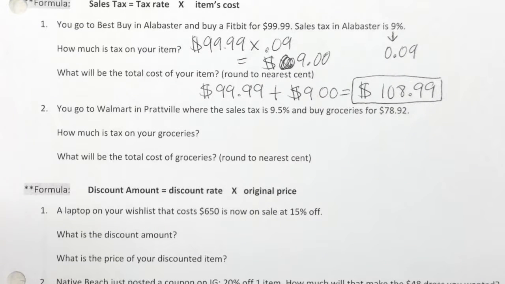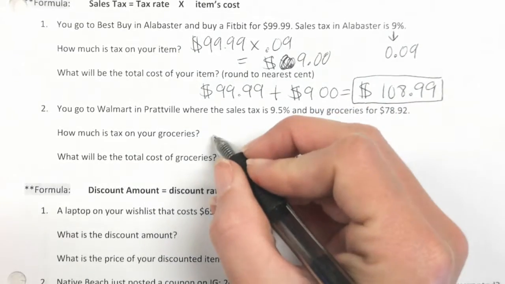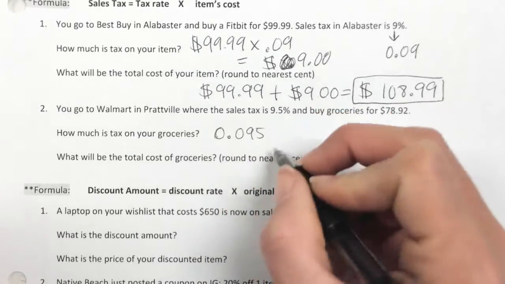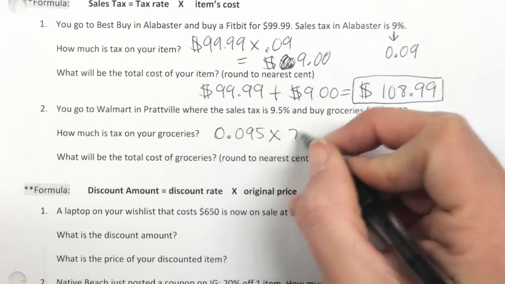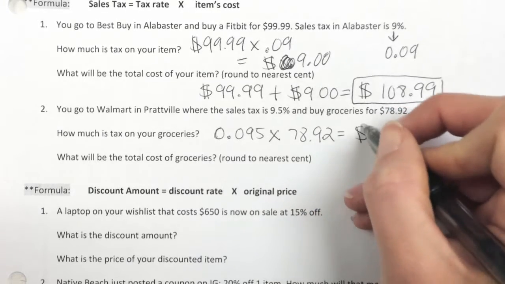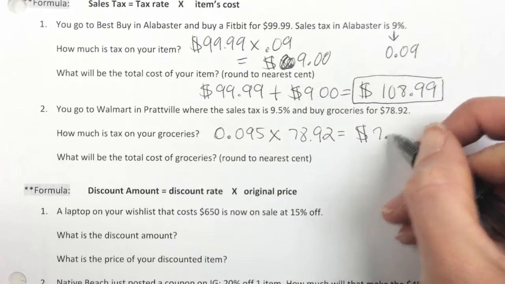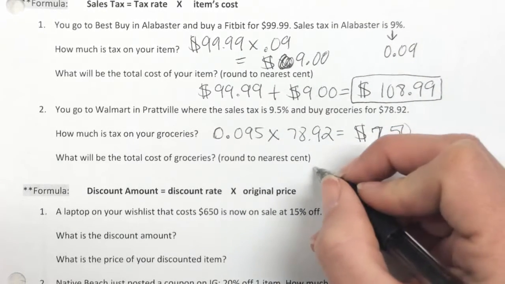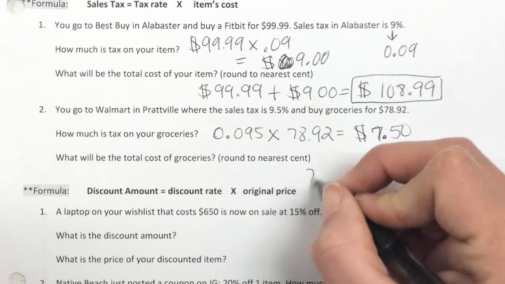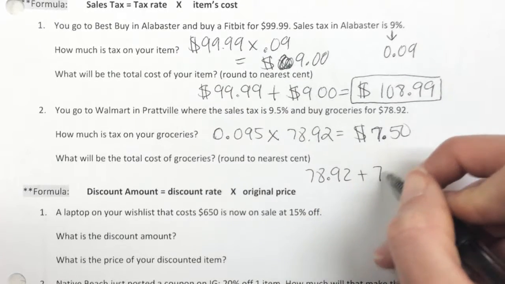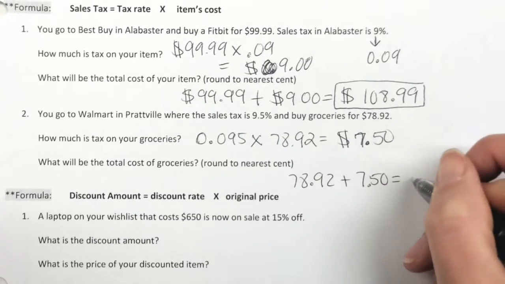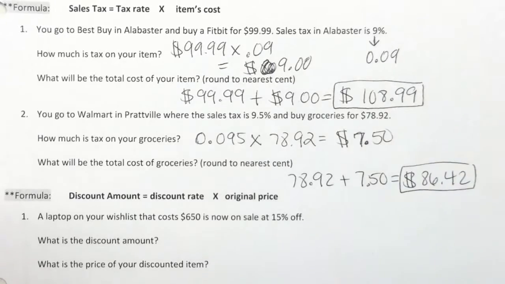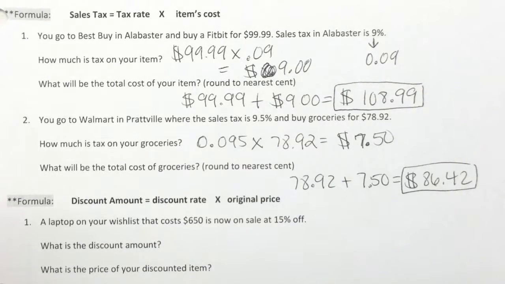All right, so tell me how to find the amount of tax. I put in the calculator 0.095 and then multiplied that by 78.92 and got 7.50 and then added it. Good. And then I added together and got 86.42. Good. You added what together? 7.50 plus 78.92. Good. And got what now? 86.42. Good job. Any questions about that one?